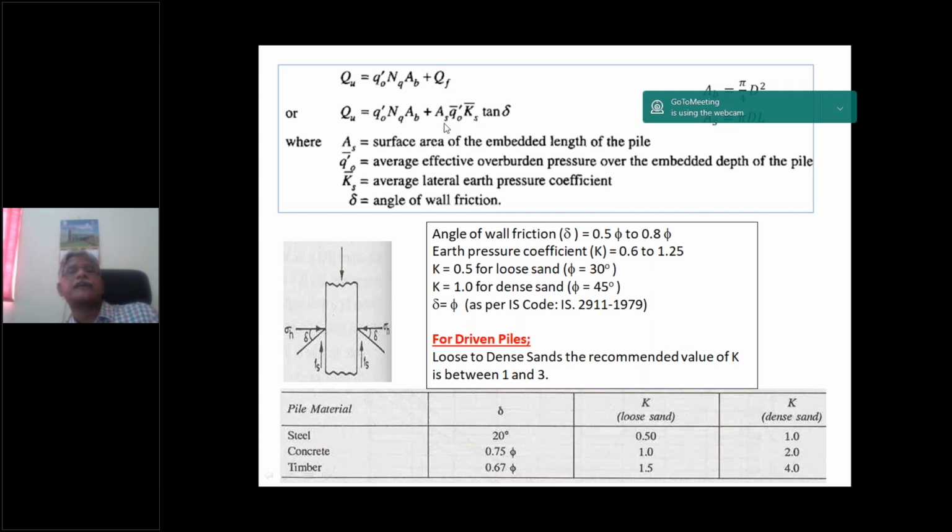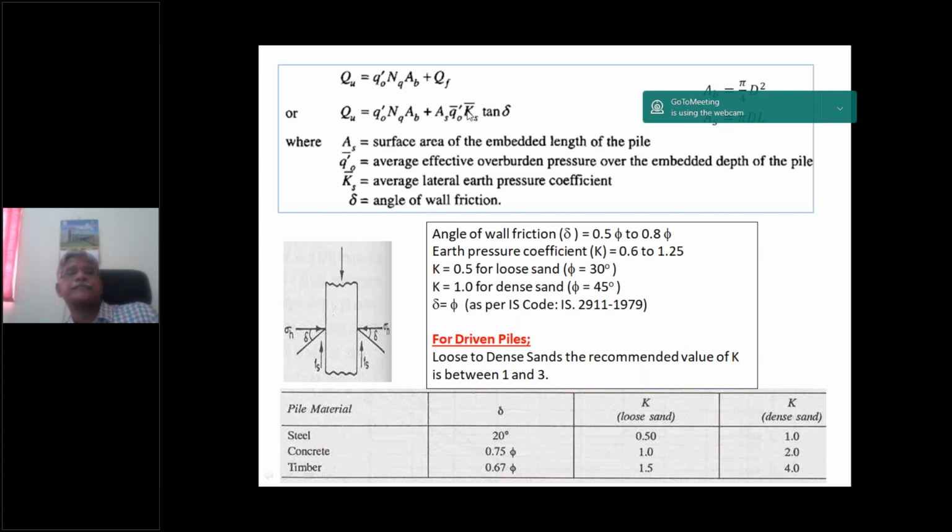The formula that we can write is the shaft resistance: the shaft area, that is the circumferential area from bottom to top, which is pi into D into L. Pi D is the circumference and L is the length of the pile. That way AS can be calculated. Q0 dash is the average effective overburden pressure, and Ks is the earth pressure coefficient. Generally it varies from 1 to 1.5, and sometimes up to 3. Delta is the angle of wall friction.